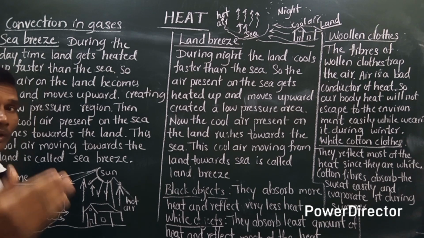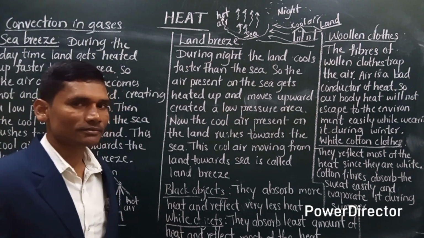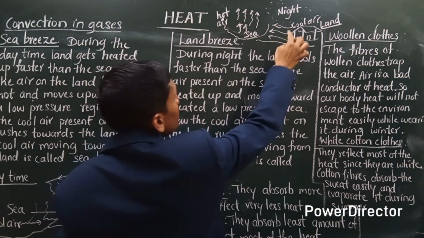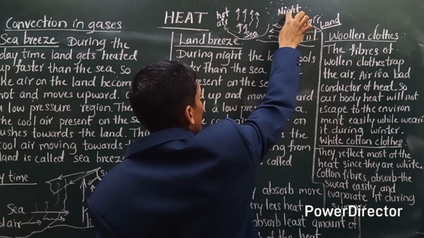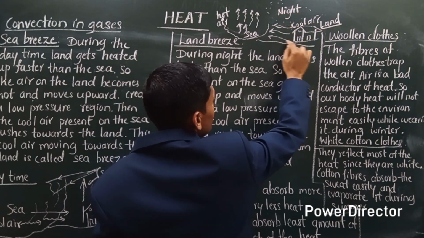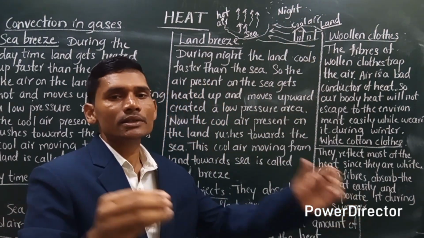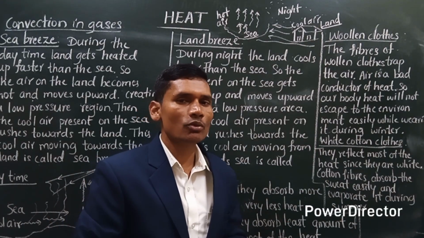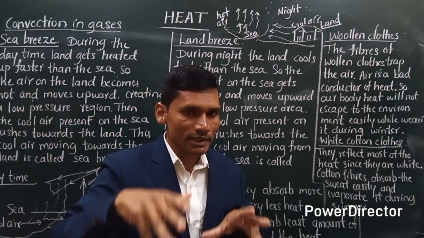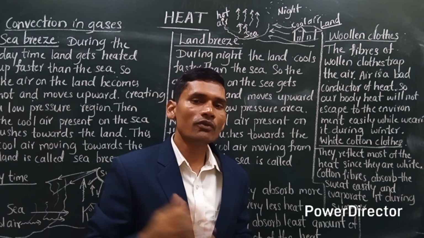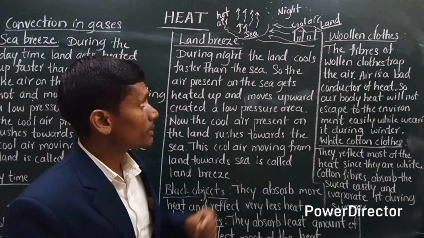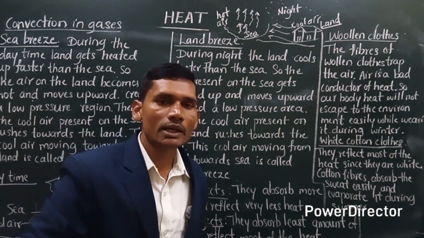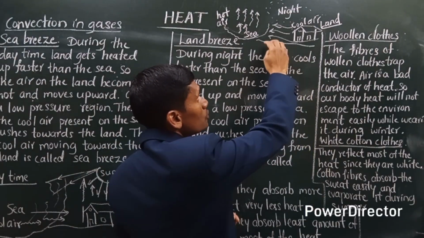Then during night time, the process is reversed. Let us see here. I have shown a picture here; this is night, since I have not shown the sun. This is land. Since land is smaller in quantity compared to water, you know that already, three-fourths of the earth's surface is covered by water and land is just one-fourth. So the land gets cooled faster than the sea. The sea will still be hot at night, but the land gets cooled faster.